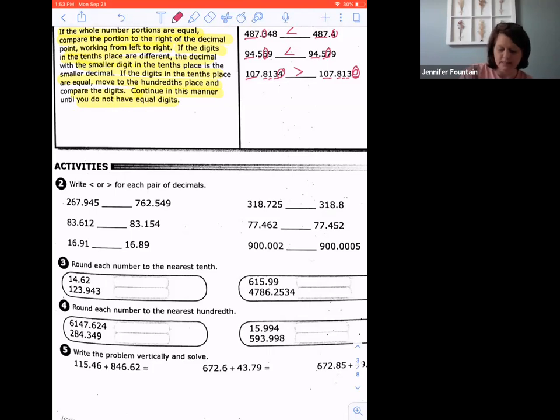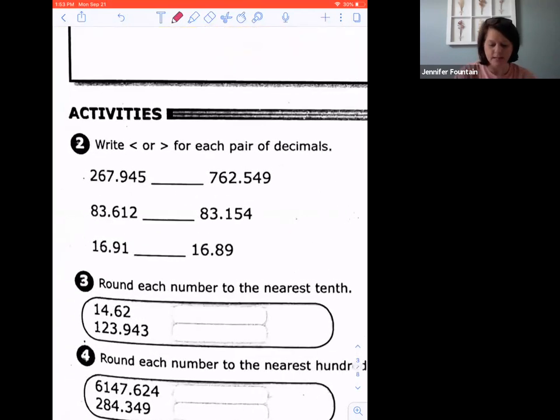All righty, so let's take a look. We'll go down the left-hand side, then the right-hand side. So I can immediately look at this one and see 267 is before the decimal and 762 is before the decimal. So I know that my second one is larger. The one underneath that, I've got 83 before the decimals, but then I have a 6 after and a 1. So my first one is larger, so it's greater than. I can look at 16 and 16, they're the same, but then I have a 9 after the decimal and an 8, so my first one is greater.